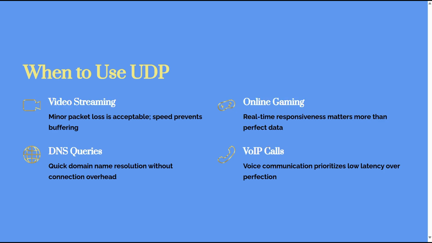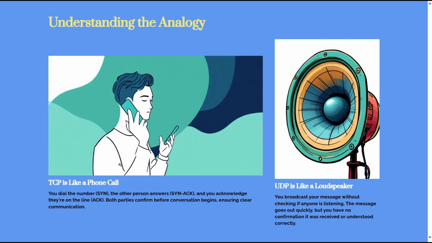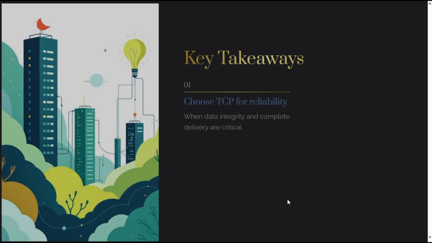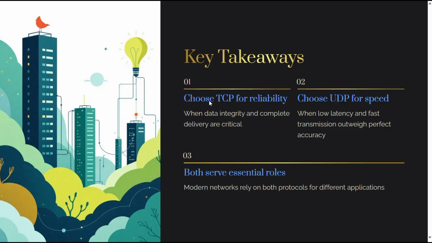To understand this with a simple example, think of TCP as like making a phone call. Before you start talking, you first establish the connection and confirm that the other person is there. On the other hand, UDP is like broadcasting a message on a loudspeaker. You send the message immediately without waiting to see if everyone received it. So in simple terms, TCP is reliable but slower, while UDP is faster but less reliable.